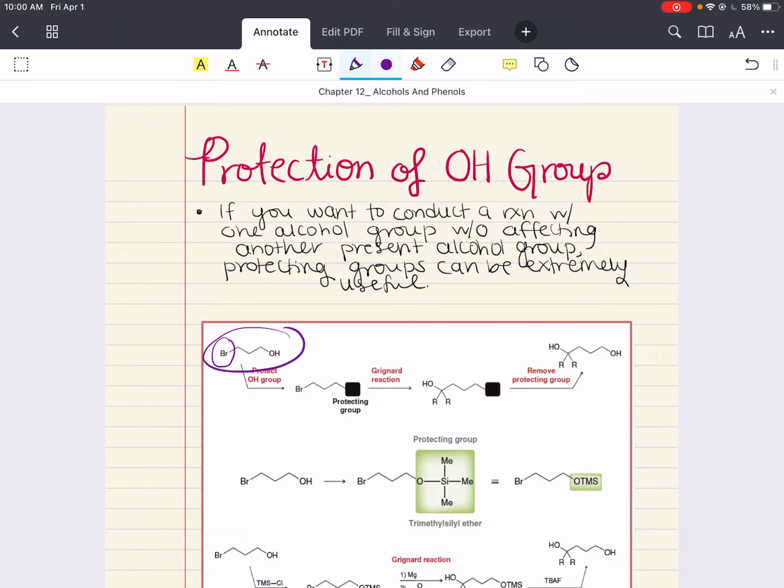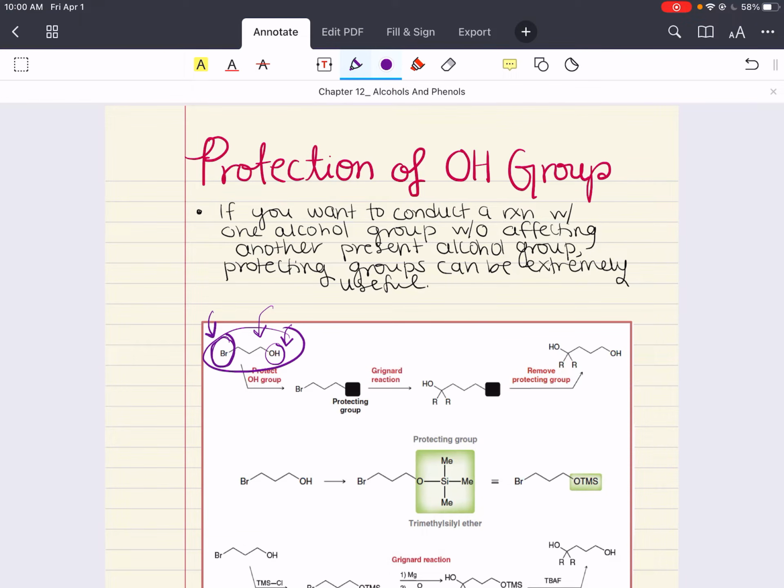So let's look at here. We have this molecule. It has an alcohol group and it has a bromine group. We don't want anything to happen to the alcohol group. We just want to work with this bromine to do a Grignard reagent, a Grignard reaction.